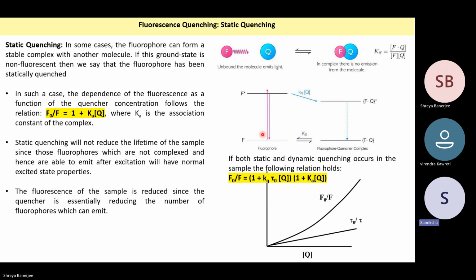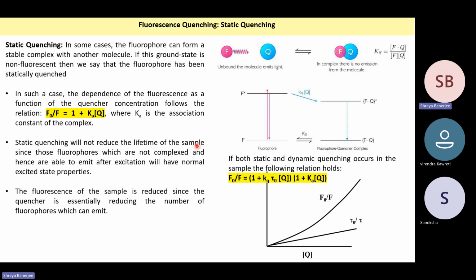But about the lifetime of the sample, it's written in the third point that the lifetime of the sample will not reduce. Third point, ma'am. It is saying the fluorescence of the sample is reduced since the quencher is reducing the number of fluorophores which can emit. So I am not sure. Where are you seeing lifetime? Sorry, ma'am, second point. Okay. Yes, ma'am.